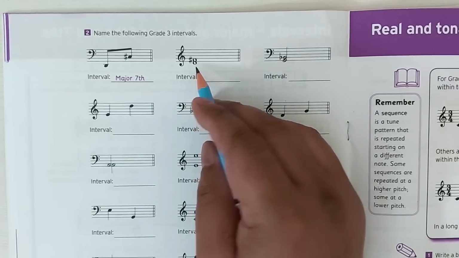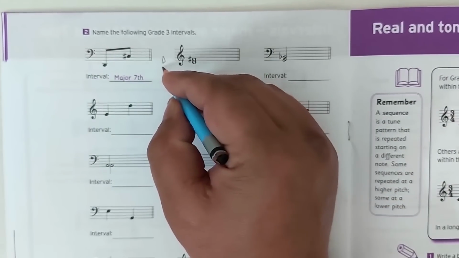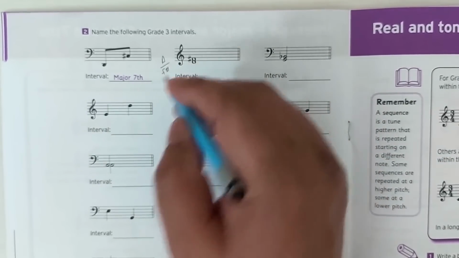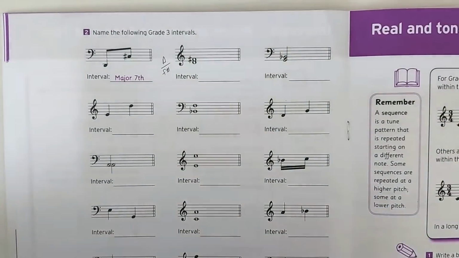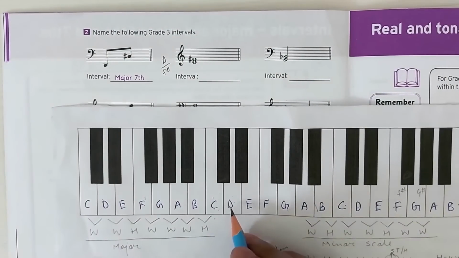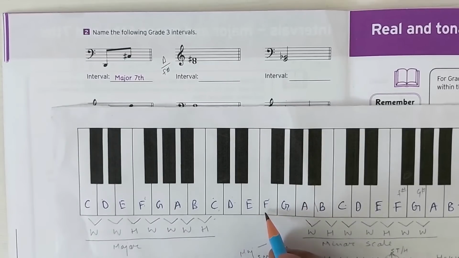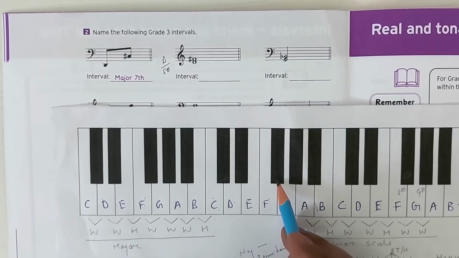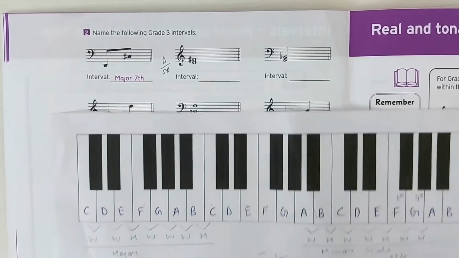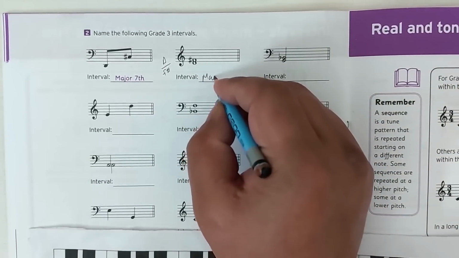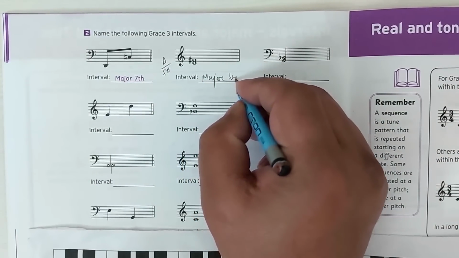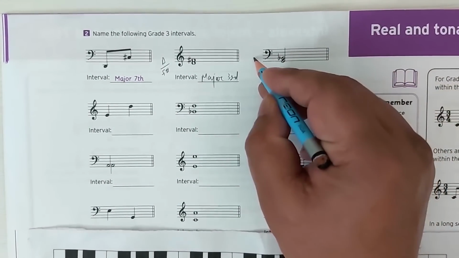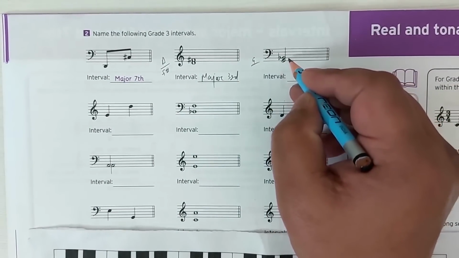The first note over here is D, and this is from D to F sharp. Now if we use our keyboard, D to F sharp, so this is a third interval. Which one is it, minor or major? We have to check that. So 1 2 3 4. So this is our major third. Major third.